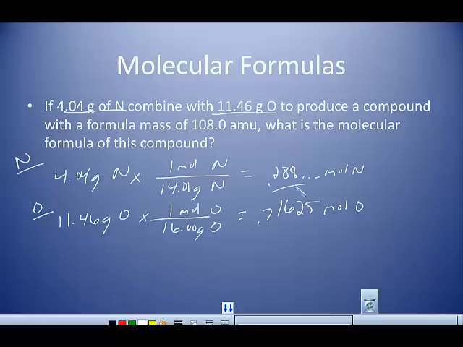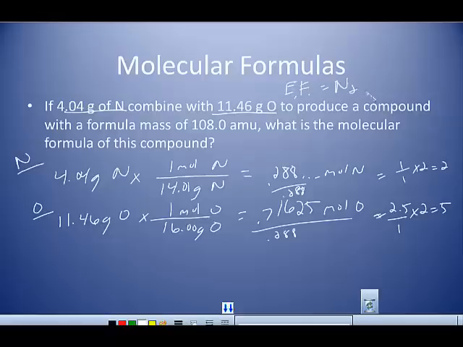So remember, for empirical formulas we divide by the lowest number. I get a 1-to-1 here. Divide by the lowest number here. Again, I get approximately 2.5-to-1. As you remember from last time with the empirical formulas, we have to multiply by something to get whole numbers, and if we do that, we'll get a 2-to-5 ratio. So we have an empirical formula of N2O5.